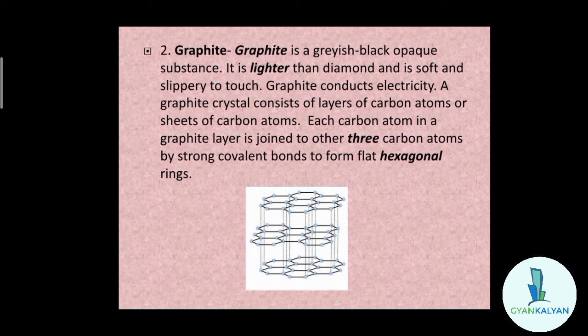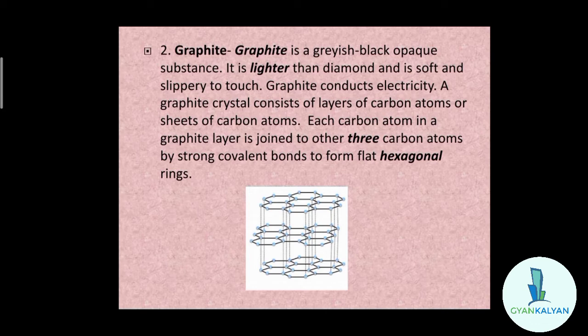Graphite crystal consists of layers of carbon atoms, or sheets of carbon atoms. You can see in the diagram that there are layers of carbon atoms, and each carbon atom in a graphite layer is joined to 3 other carbon atoms. In diamond, a carbon atom gets bonded to 4 other carbon atoms, but in graphite, one carbon atom bonds with 3 carbon atoms to form a graphite layer.